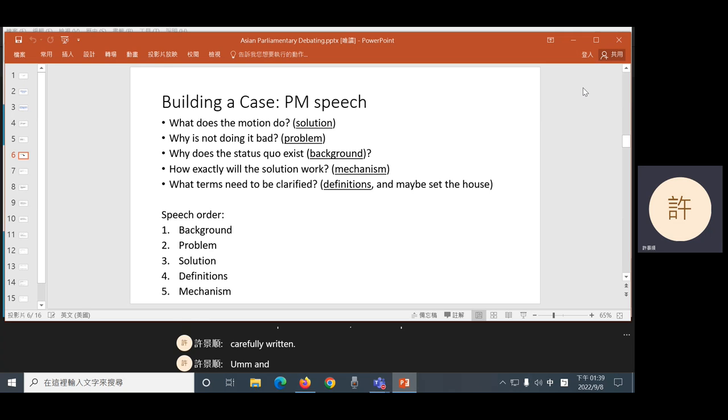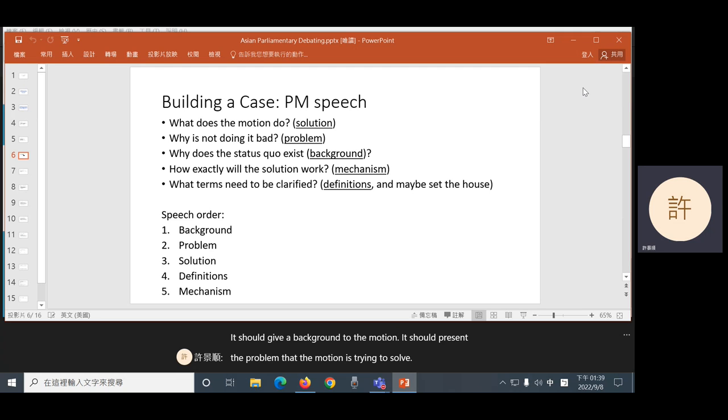And the result is on the second half of this slide. This is what the speech should look like. It should give a background to the motion. It should present the problem that the motion is trying to solve. It should explain how government side solves the problem.